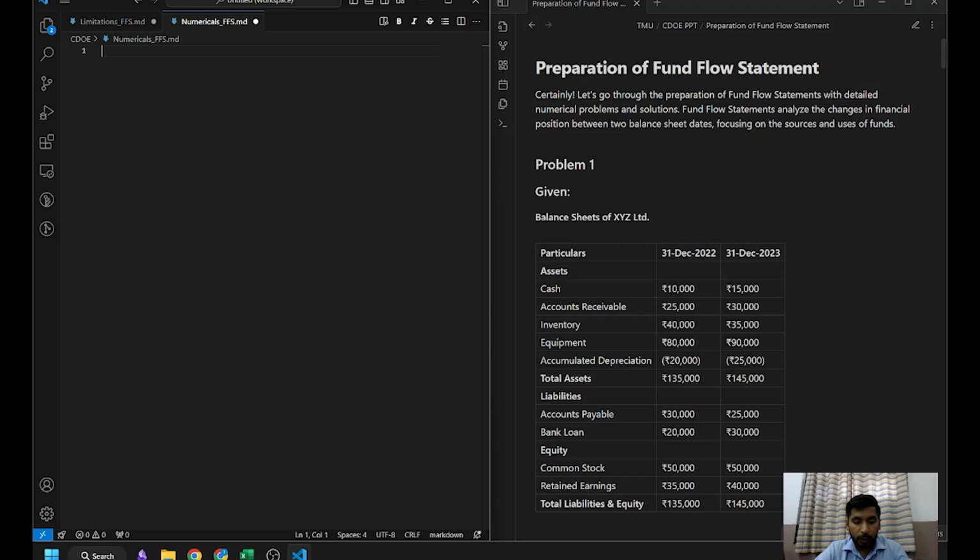So basically, when we talk about the fund flow statement, it generally helps to analyze the financial position between two balance sheet dates. Also, it makes a focus on the sources and uses of funds.